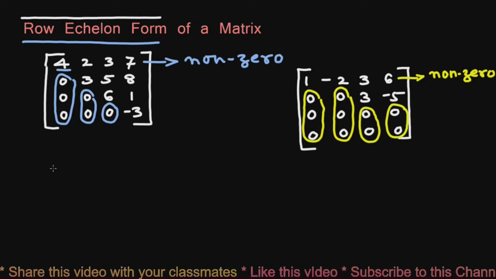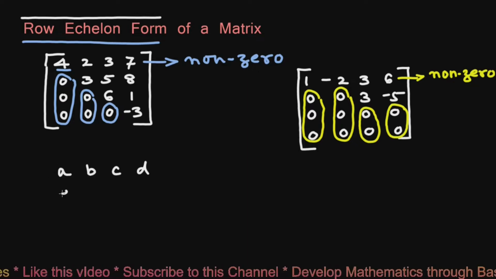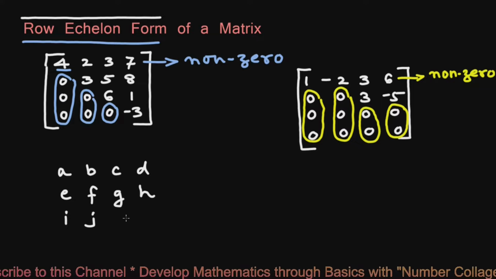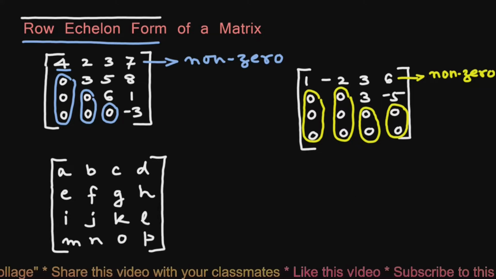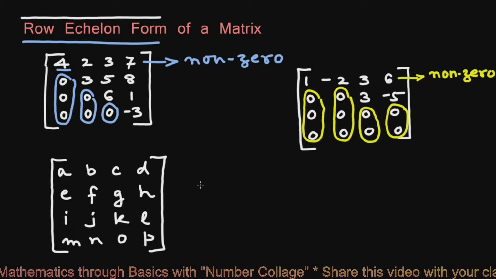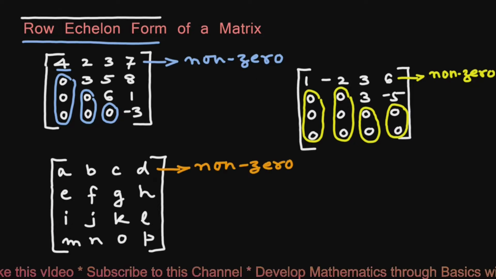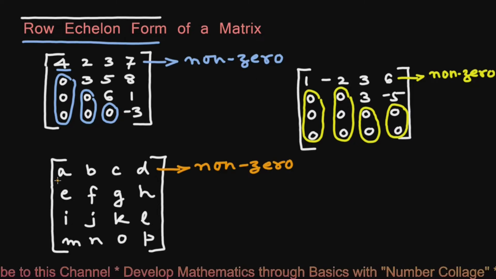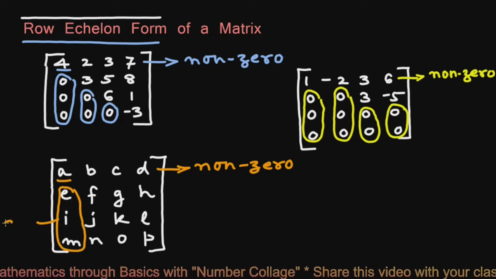Now we will see how we can convert a given matrix A B C D, E F G H, I J K L, M N O P into a row echelon form. First, we have to plan row transformations in such a manner that the first row is non-zero. Then we make elements below the first element A, that is E, I, M, equal to 0.